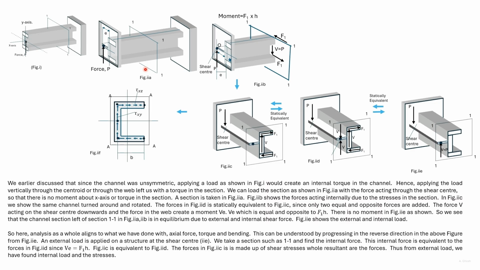Here we have taken a section 1-1, and this diagram shows the portion to the left of the section. The forces acting on the channel section are these two horizontal forces acting on the flange and this force acting on the web. Here we have shown this portion from the other side and after rotation. So the internal forces are shown.